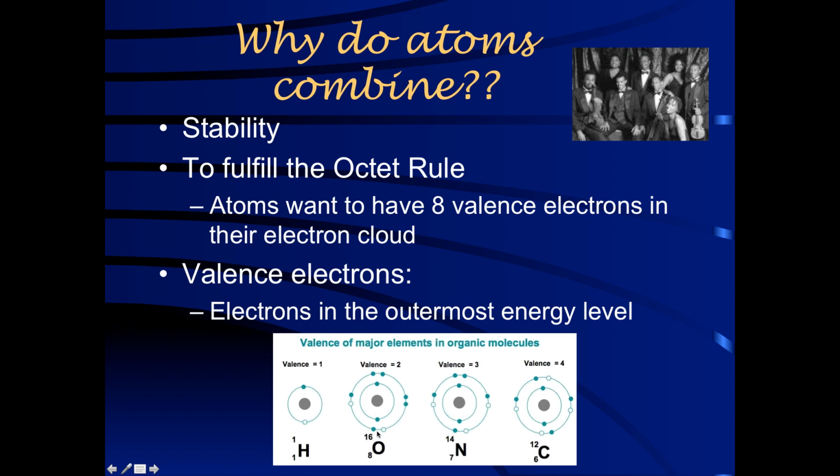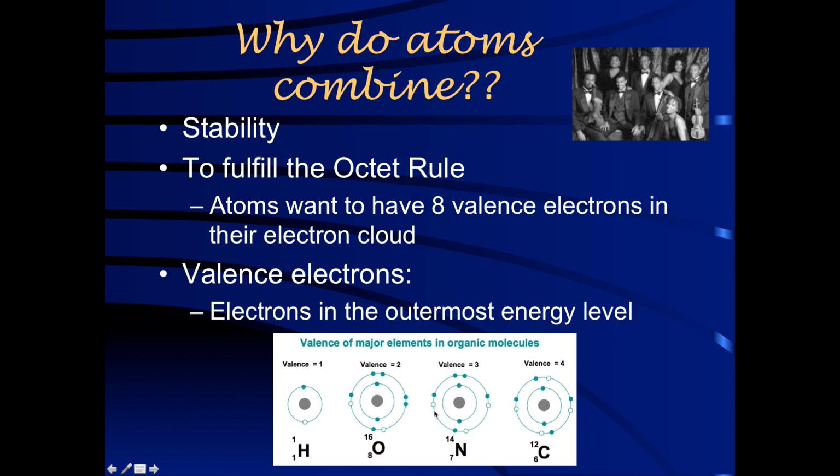So for example, oxygen has 8 electrons total, but it has 1, 2, 3, 4, 5, 6 shaded in ones, 6 valence electrons. And then these empty ones are the 2 that it would like to fill in order to be stable. Nitrogen has 7 electrons total. It has 1, 2, 3, 4, 5 valence electrons, and 3 open spots that it would like to fill in order to be stable. So that's the idea of a valence electron and its relationship to the octet rule.